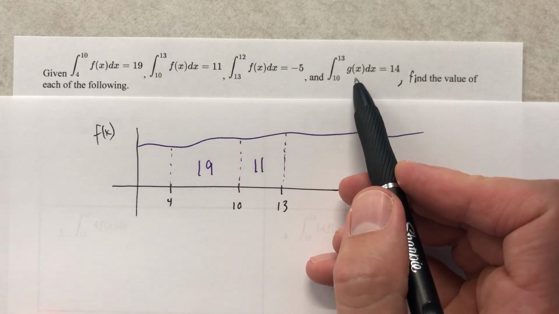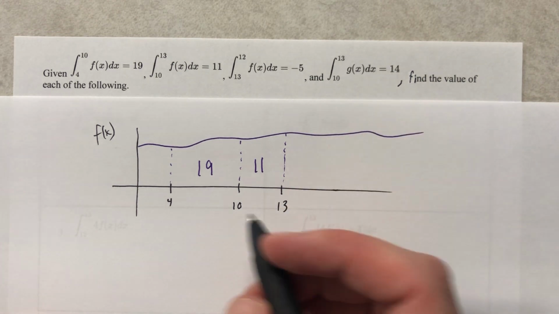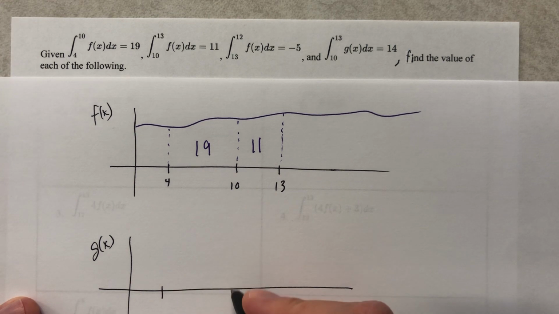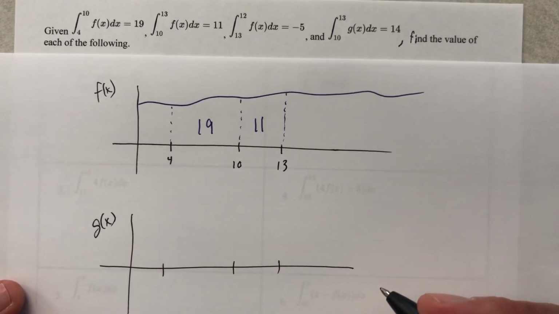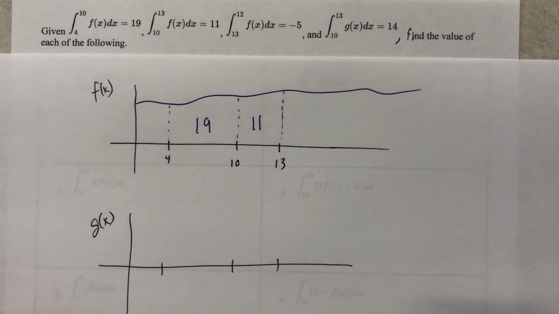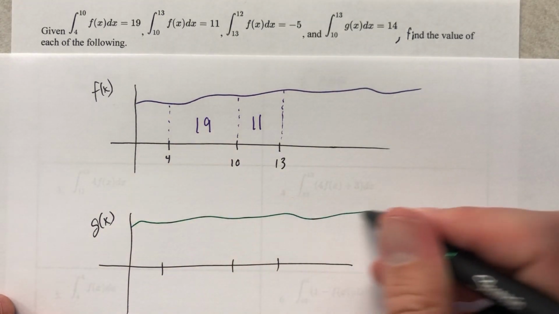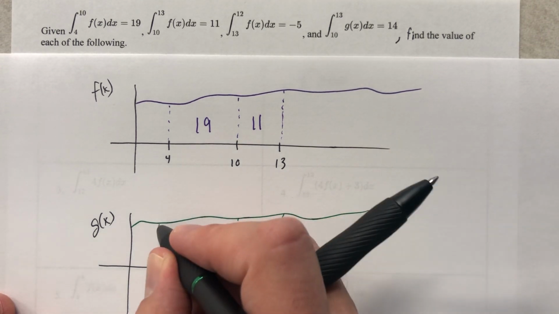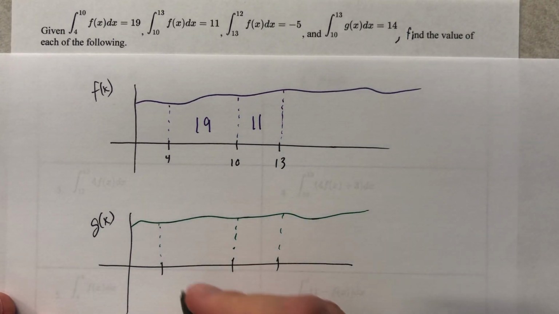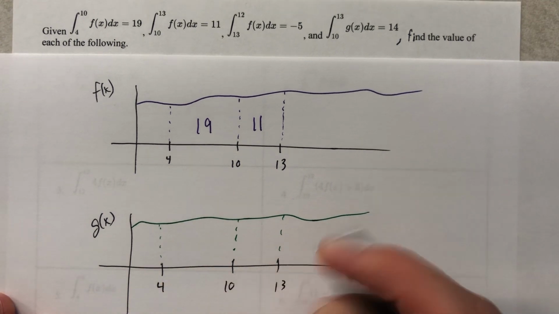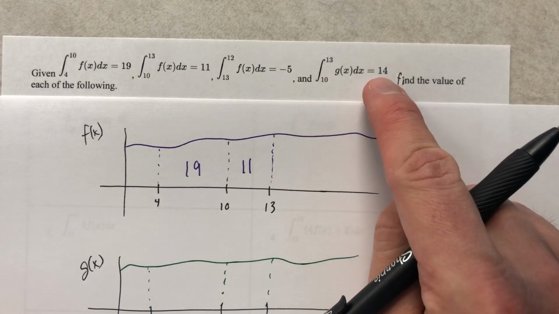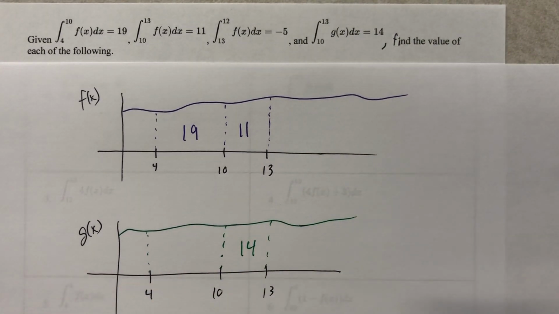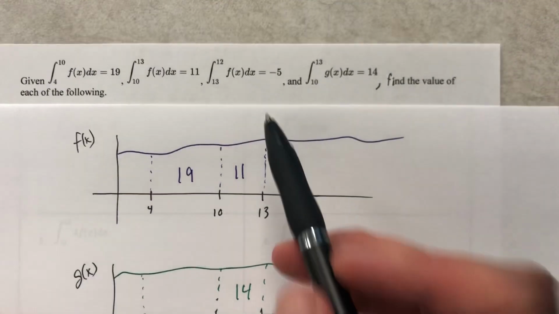And then we have the g function as well. So the g function, g of x, is a different graph. Put them on the same axes if you want, but that's going to be really hard to visualize. And we'll let this one be green. So just getting a visual for all that's going on here. And there we go. Different coordinate plane: 4, 10, 13. And the area from 10 to 13 for the g function is 14. And I'm just drawing this so you can visualize what's happening. We know the area here, here, here, and there's something crazy going on here.